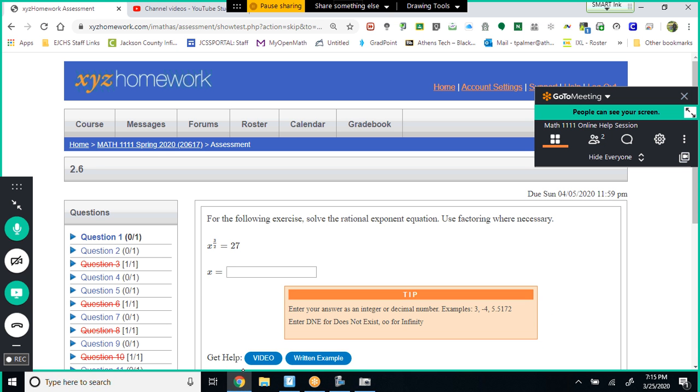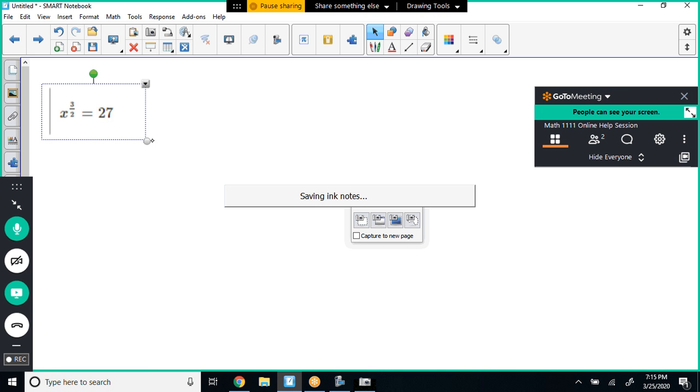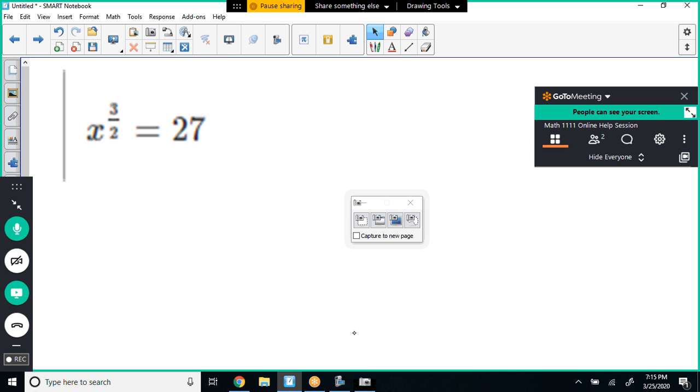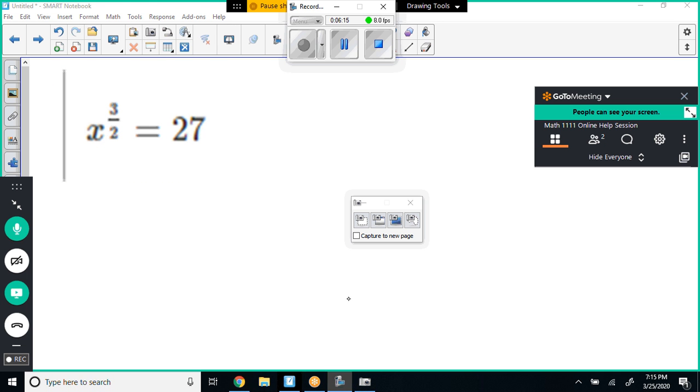Okay. I'm not sure if you can see that, but x to the 3/2 equals 27, right? So just problem number one. There you go. So I'll hit pause and I'll let you just see what you can do, okay?